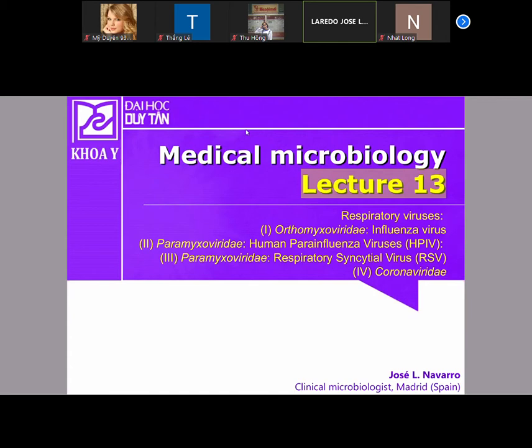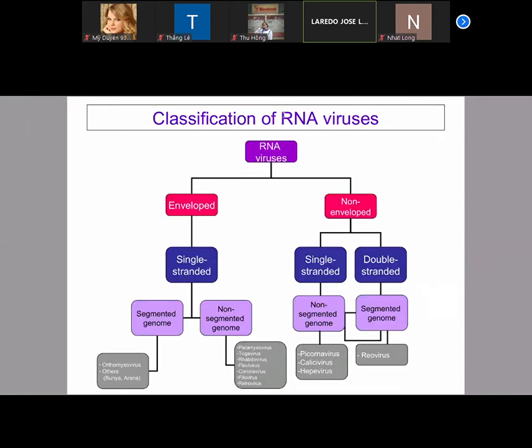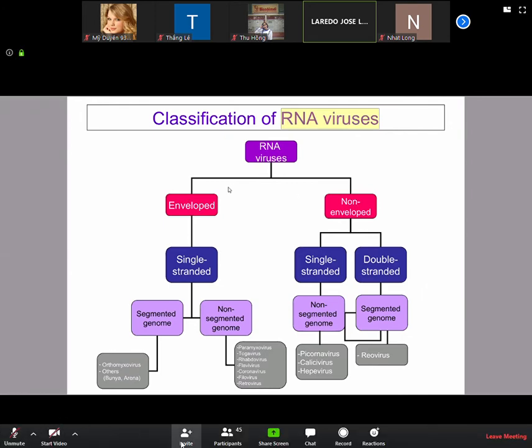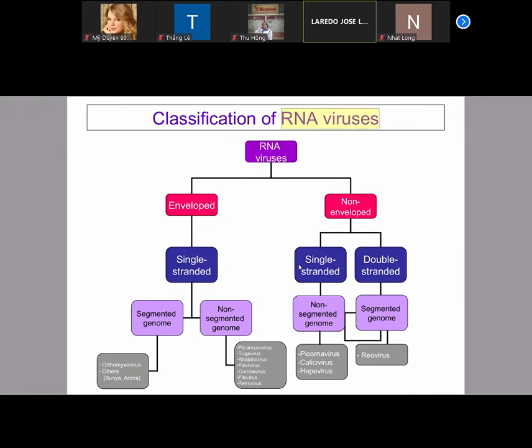Okay, so we have to start because the class is very long and we don't have enough time. So in this class, we are going to study RNA viruses, and what they have in common is that all of them are respiratory pathogens. So today, we start with the study of RNA viruses. They are a lot. So many. We classify them also in two groups, enveloped and non-enveloped. All of them are single-stranded, except one that is double-stranded, reoviruses.